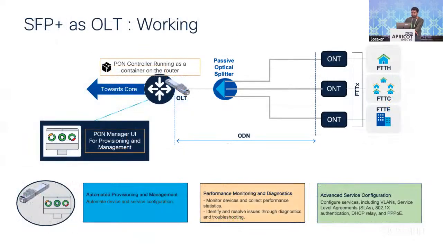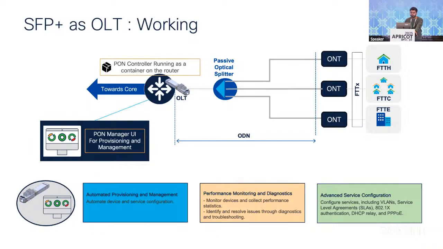As I told you, we will have an OLT in an SFP plus form factor. We will have a PON controller on the router itself, deployed as a container, and then a PON manager used for provisioning the services and managing the entire OLT chassis. We can have multiple OLT chassis managed by a single PON manager on the access router. Maybe your access router will have multiple ports, and all of those ports can be managed using this particular PON manager UI.